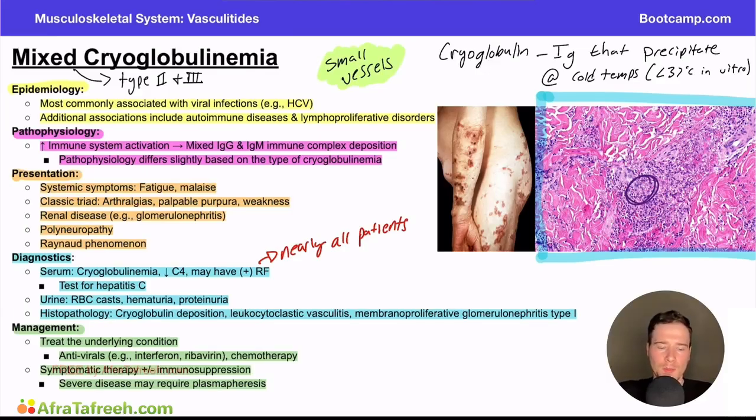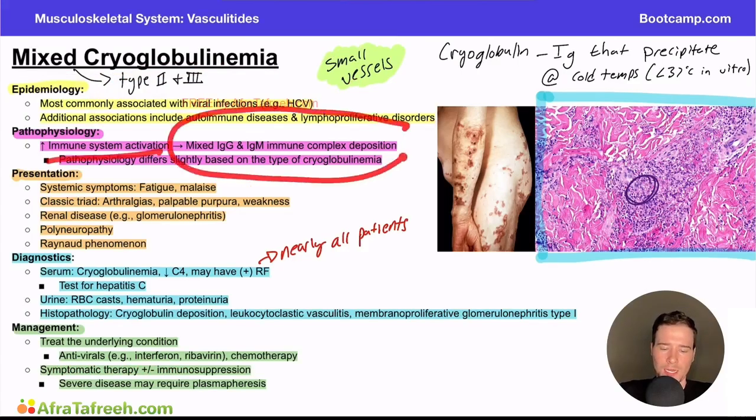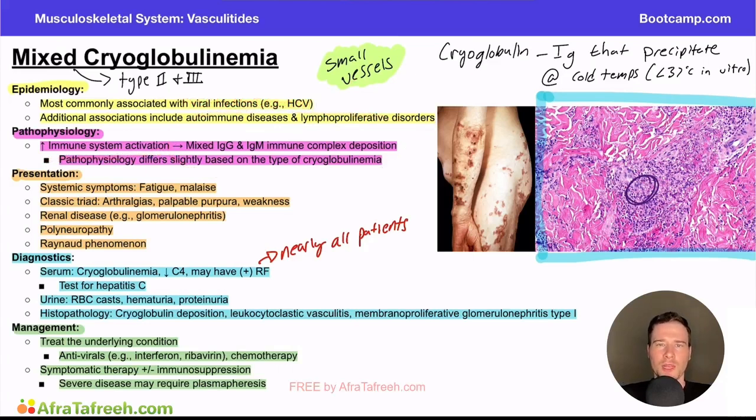So just a quick summary to wrap up this video. Mixed cryoglobulinemia, typically a type 2 and type 3 cryoglobulinemia, often affecting the small vessels, most commonly associated with HCV, although other conditions can play a role as well. Pathophysiology here, overactive immune system leads to precipitation and deposition of the IgG, IgM, and immune complexes. IgA can be involved as well.